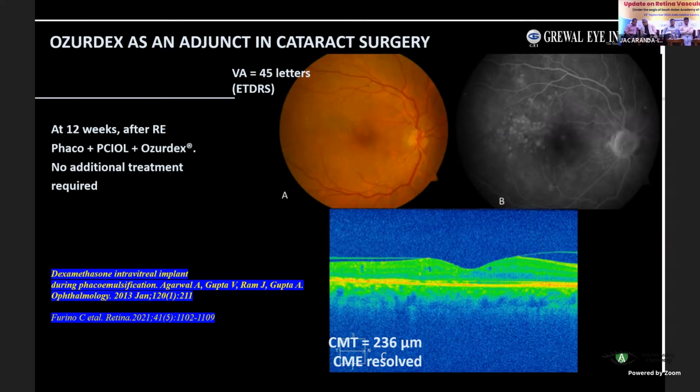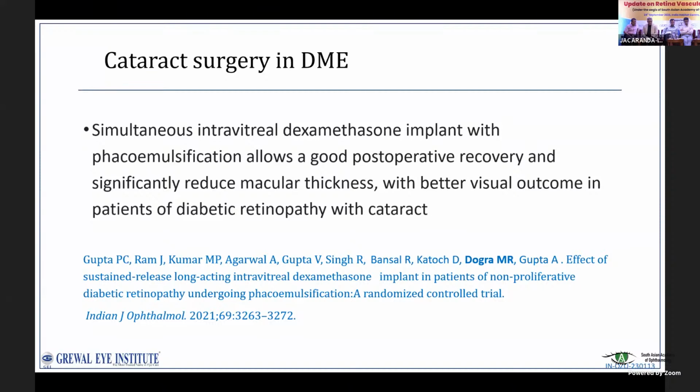And this has been published from our group in Ophthalmology 2013, which formed the basis for several of the other studies which were undertaken later on, and also resulted in approval for the same indication not only in the US but also in many European countries. And we also continued with the study, and this was recently published in our Indian journal, where we could achieve the same kind of reduction in macular thickness and better visual outcome in patients who were given simultaneous intravitreal dexamethasone during phacoemulsification.